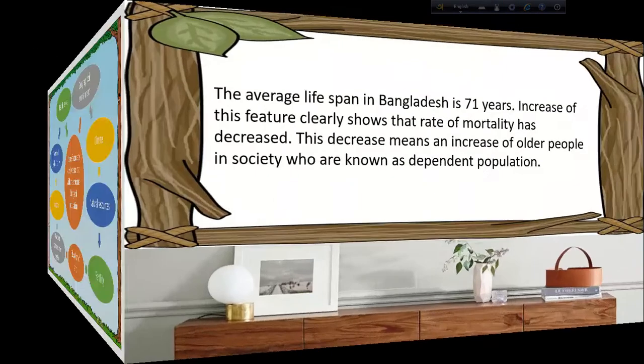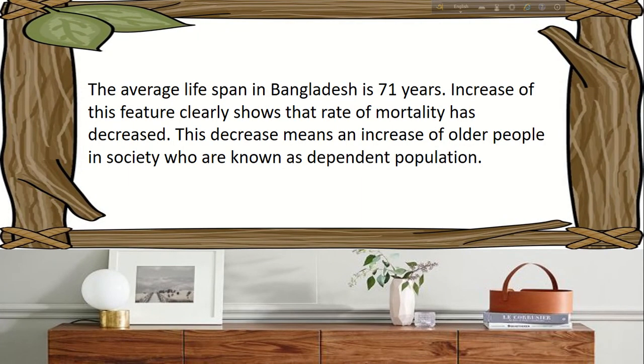Now the average life span in Bangladesh is 71 years, and it is increasing. So this increase clearly shows that the rate of mortality has decreased. This decrease means an increase of older people in society who are known as dependent population, and this dependent population creates pressure on our limited resources.